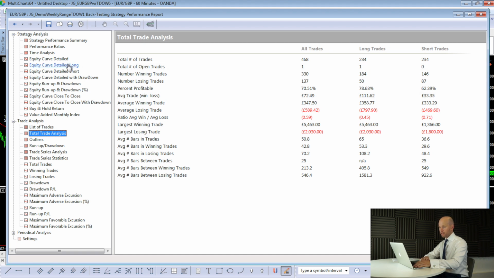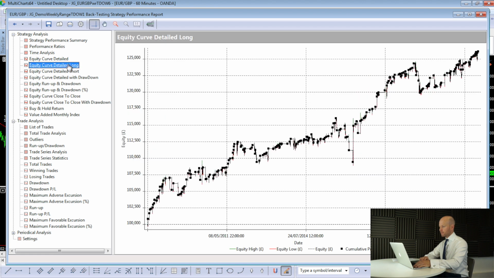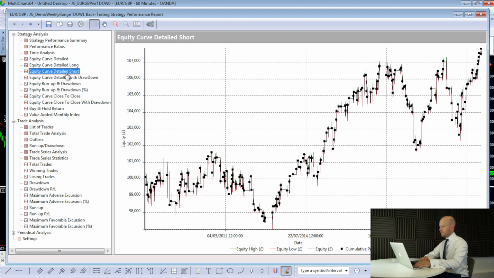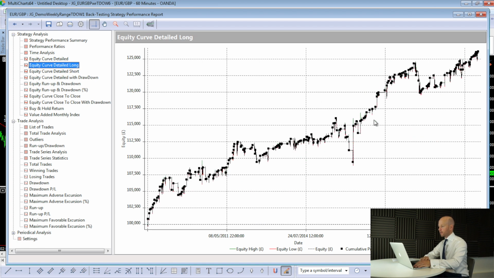Let's look at the individual equity curves. That's the long equity curve, which is really quite nice. And that's the short equity curve, which isn't quite as good. So we have still got this option of just trading long only.